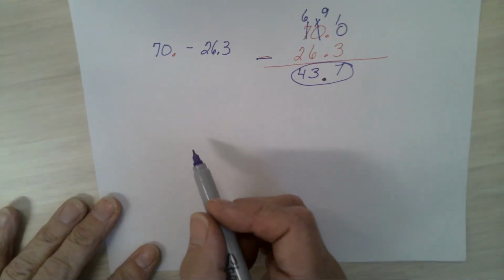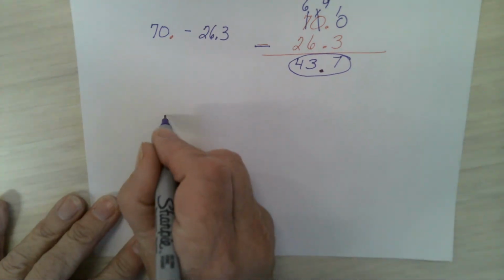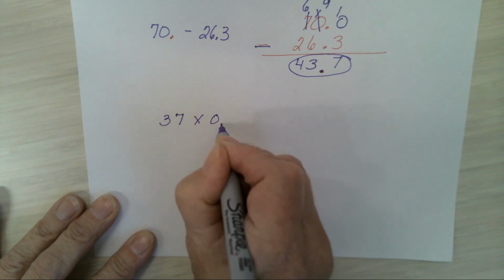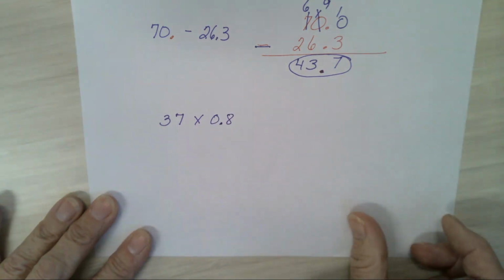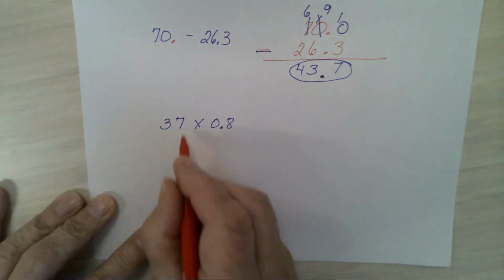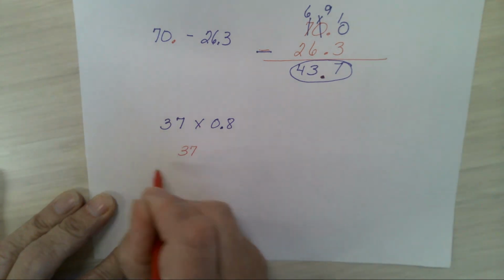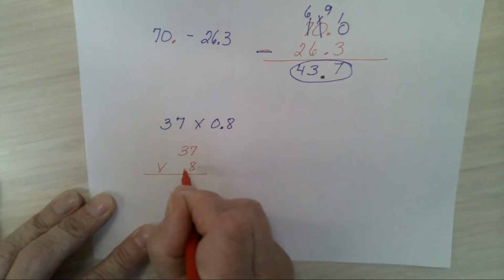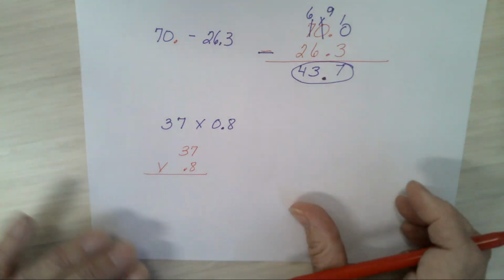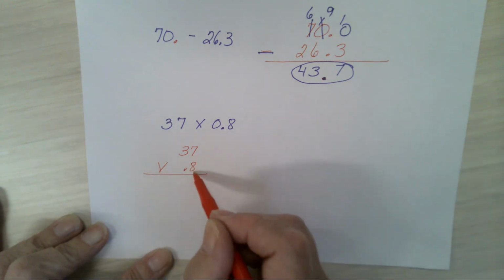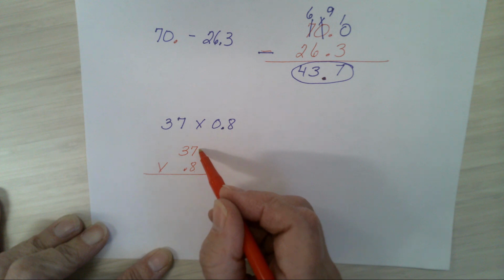Here is an example of a multiplication problem. 37 times 0.8. All right. I'm going to rewrite it vertically. 37 times, you don't have to write down the 0 in front of the 8 when you're multiplying, kids. It doesn't really affect anything there. So 8 times 7 is 56.